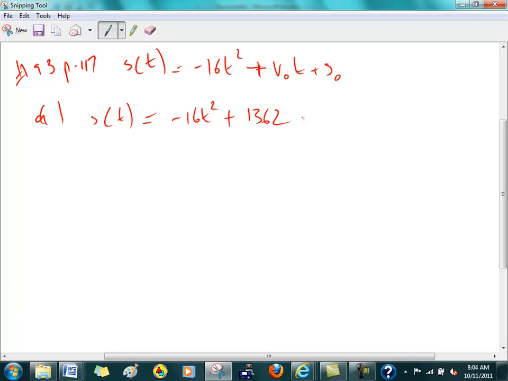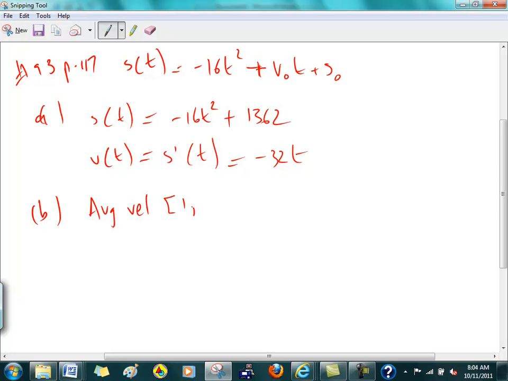What's your velocity function going to be? Remember, the velocity function is the derivative of the position function. So this becomes negative 32t. Everybody with me on that? And then part B, determine the average velocity. We did this yesterday in the interval 1 to 2. So it's going to be S2 minus S1 over 2 minus 1.